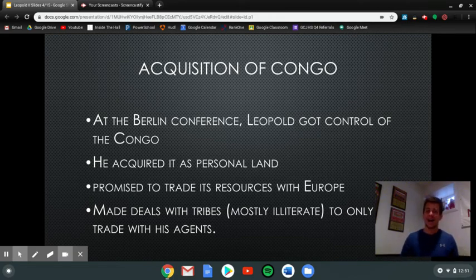So at least he looked at it as a way where, if Leopold II's thinking about it, he thought he could do whatever he wanted there. And he wanted to trade, and he promised Europe that he would trade its resources with them. And then he made deals, or his people made deals with tribes that lived in the Congo, the Congolese people, who were actually mostly illiterate, so they couldn't read and write, to only make deals and only trade with his agents. So he obtained this land as a monopoly, so no one could go in and compete with him.